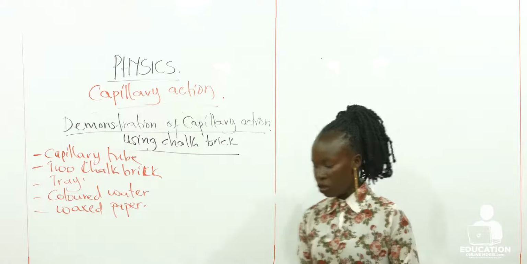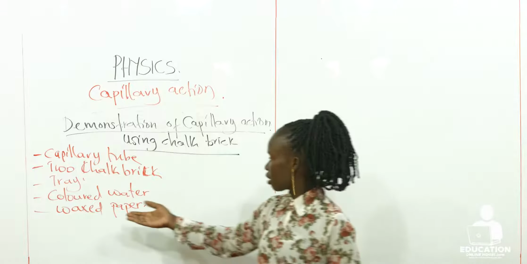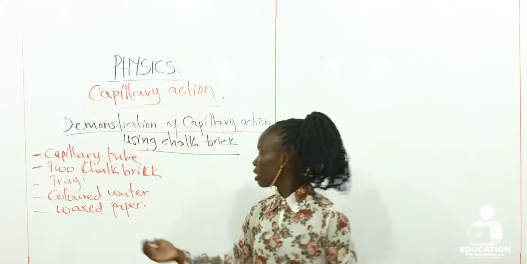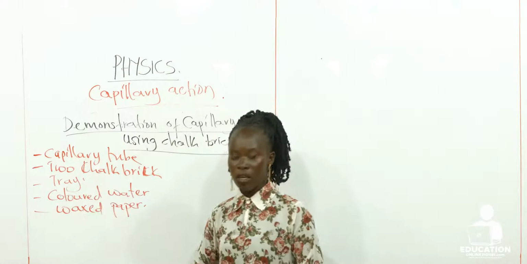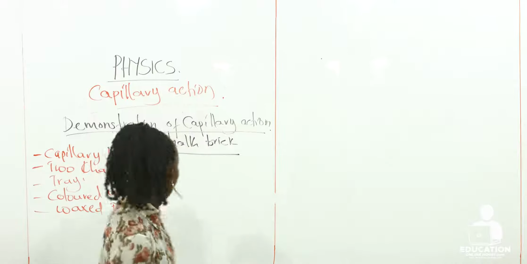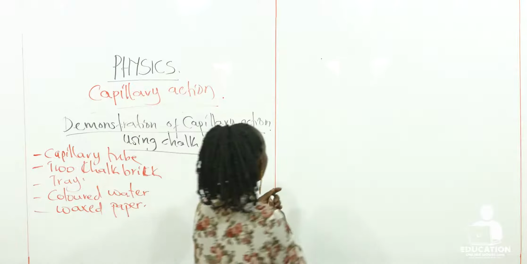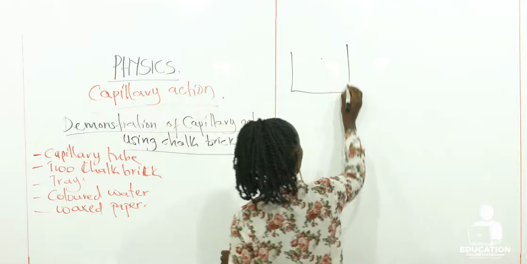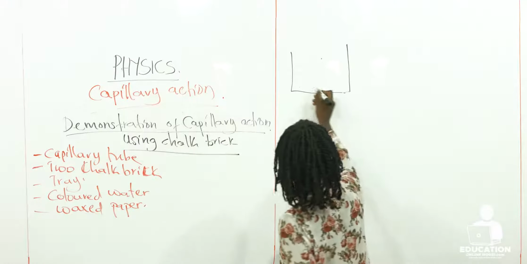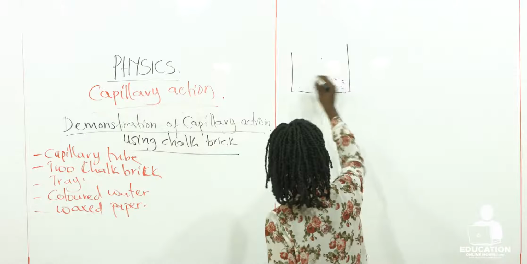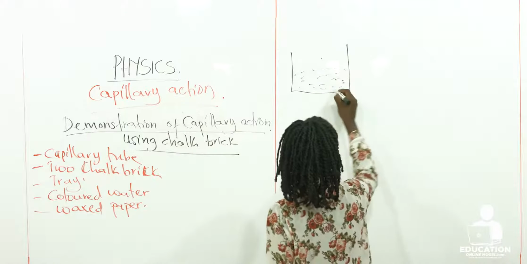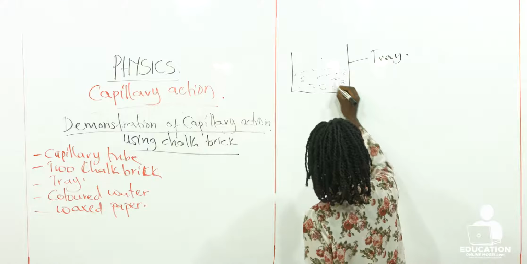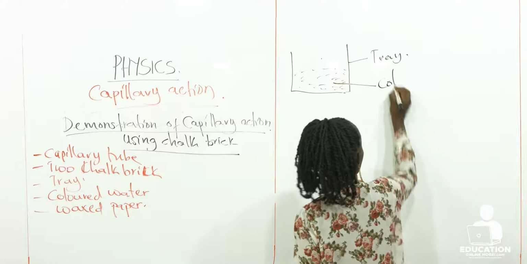So if we have all these apparatus, let's see how we can demonstrate capillary action using the chalk brick. The first step is, we get our colored water and pour it in the tray. So we have a simple diagram here. We can have our tray, then we pour this colored water in the tray. This one is going to be the tray. This one is going to be our colored water.